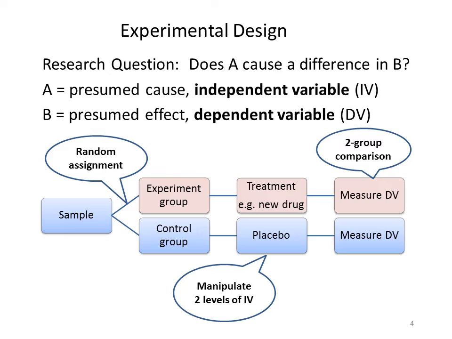Clinical trial is an example of experimental design. For example, if you want to know if a new drug is effective in treating hypertension, here the presumed cause is the new drug, which is the independent variable. The outcome variable, the dependent variable, is the diastolic blood pressure. You select a sample and randomly assign them to two groups, the new drug experiment group and the placebo control group.